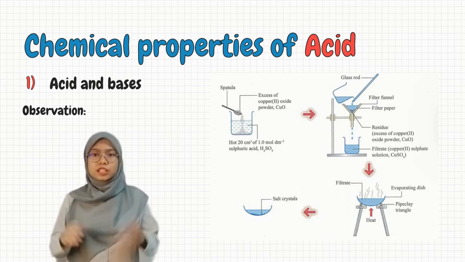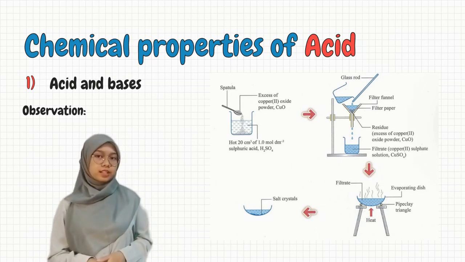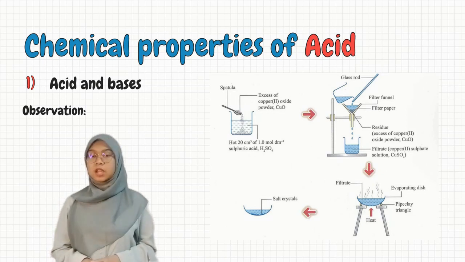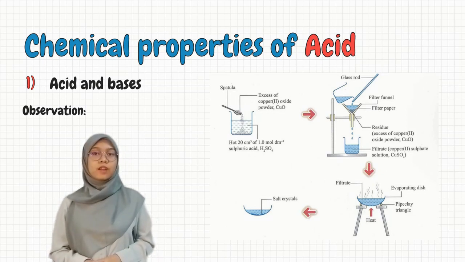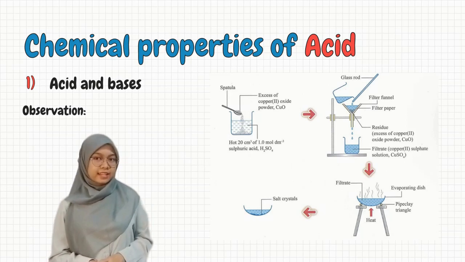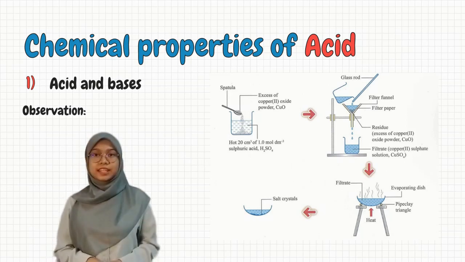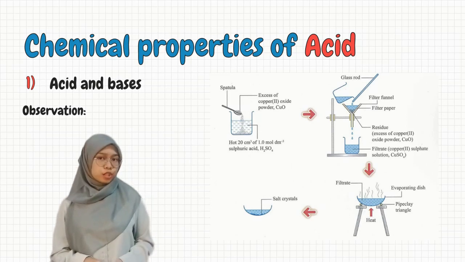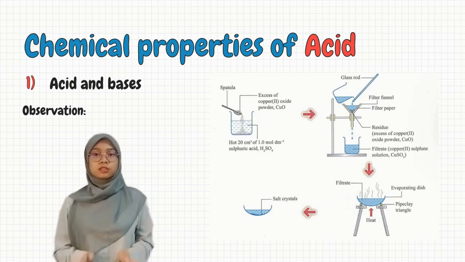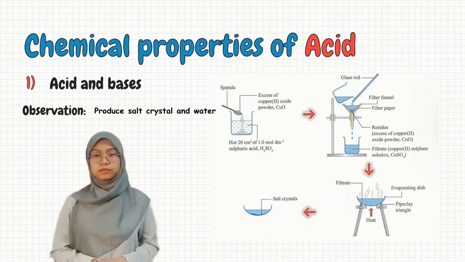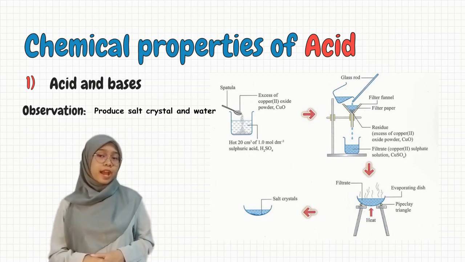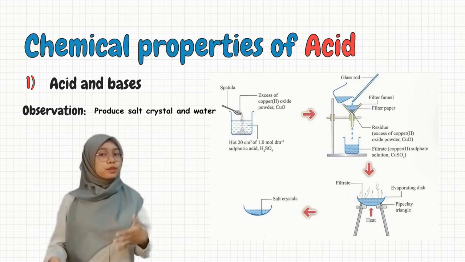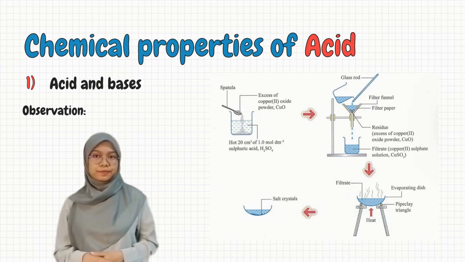Next, filter the solution using the gravity funnel to remove any residue. Transfer the filtrate into the evaporating dish. Then, the filtrate is heated until the solution is one third of its volume. The solution is then left to cool down. After the solution cools, the salt crystals start to appear. This shows that when acid reacts with base, it will produce salt crystals and water.